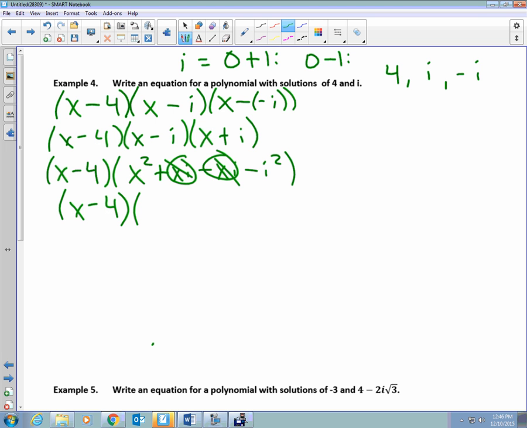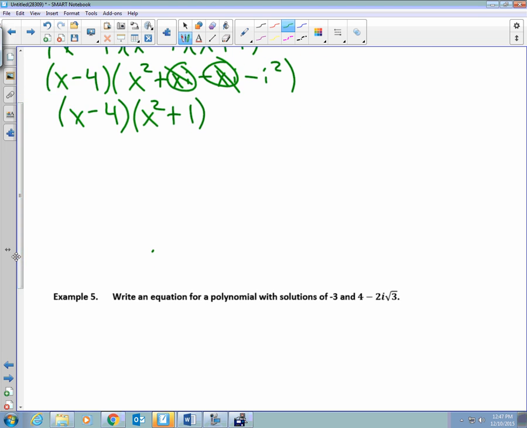So x squared plus 1. Now I can multiply it out. x times x squared.